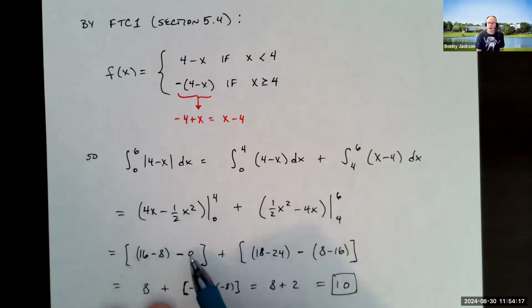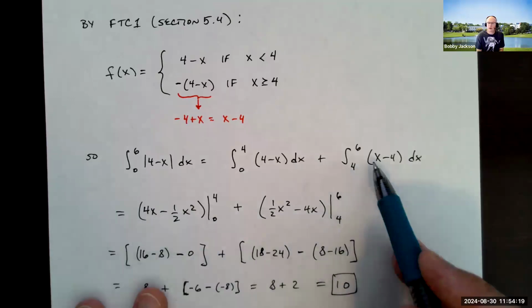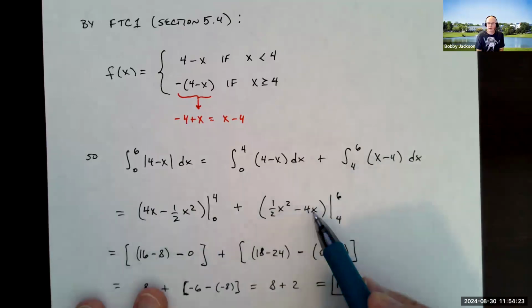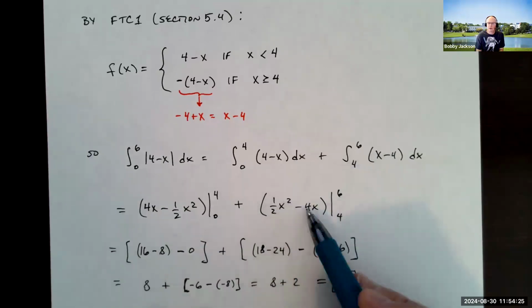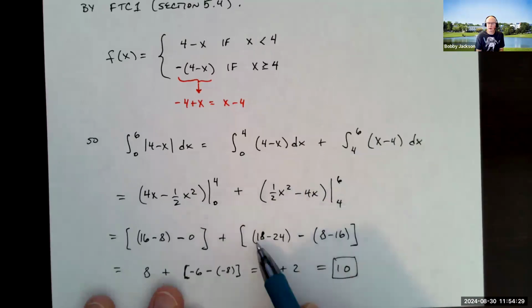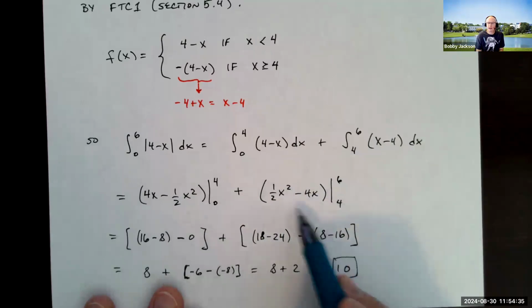Over here, I'm going to integrate. Antiderivative of x is 1/2 x squared. Again, antiderivative of 4 is 4x. So this is my antiderivative. Plug in 6: 36, half of 36 is 18. 4 times 6 is 24. And then plug in 4 and subtract. So this is plugging in 4. I get, again, 8. 4 times 4 is 16, minus 16.